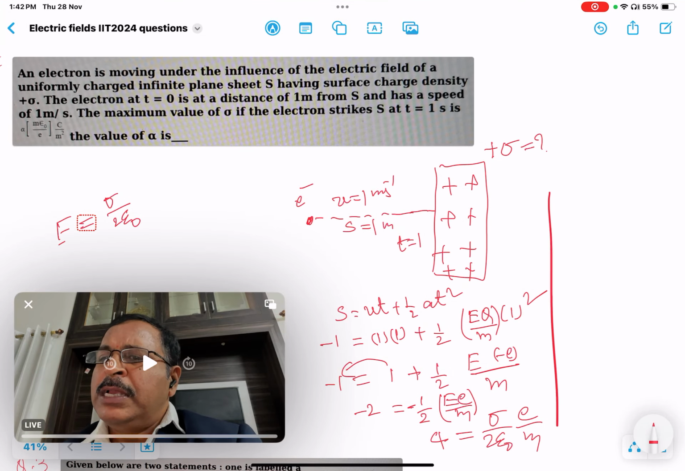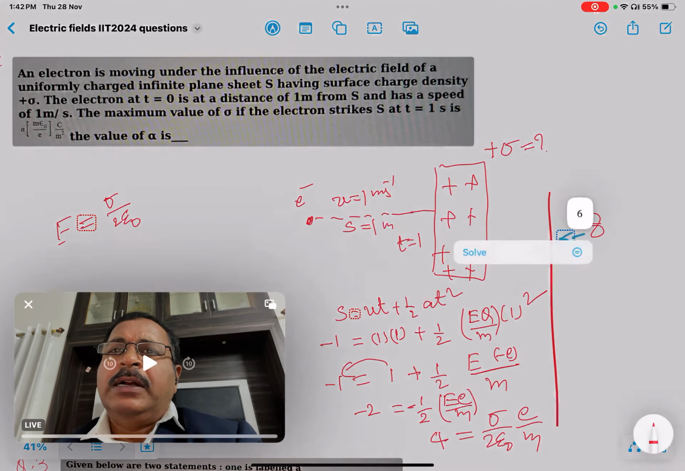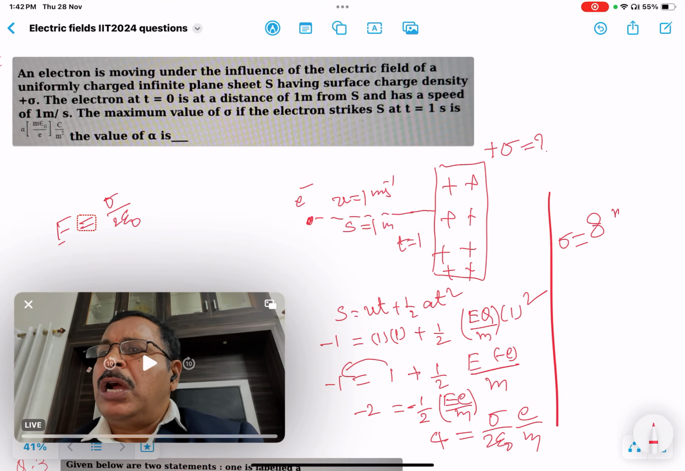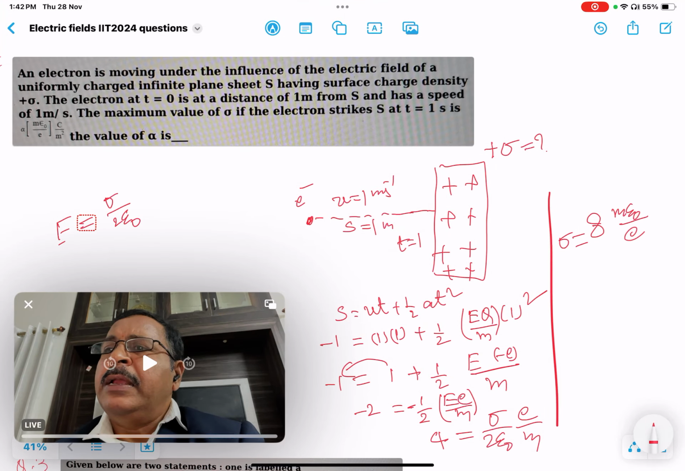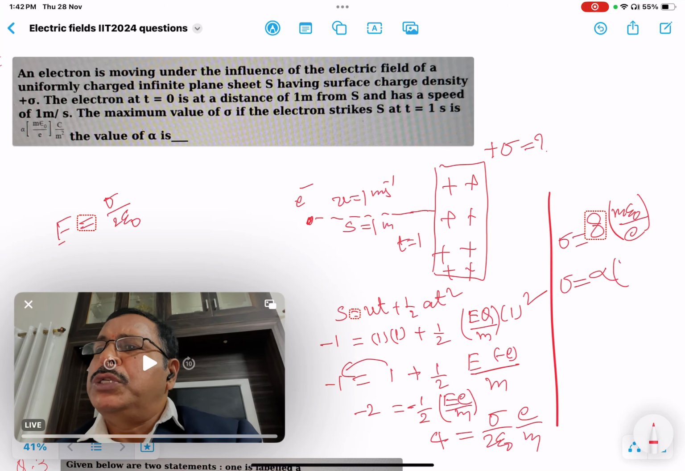My dear students, so finally what I am writing here: sigma value is 8 times m epsilon naught by e. No need to derive further. Finally, in the problem it is given as sigma equals alpha into m epsilon naught divided by e.